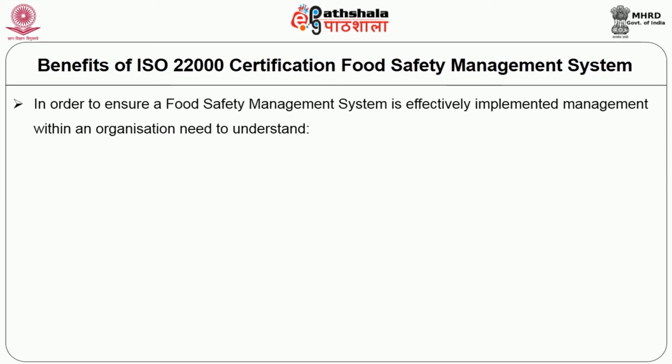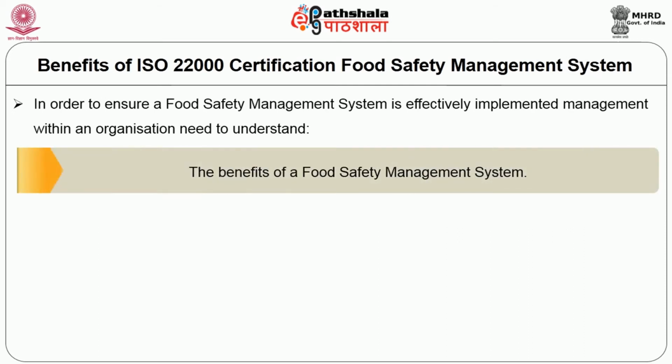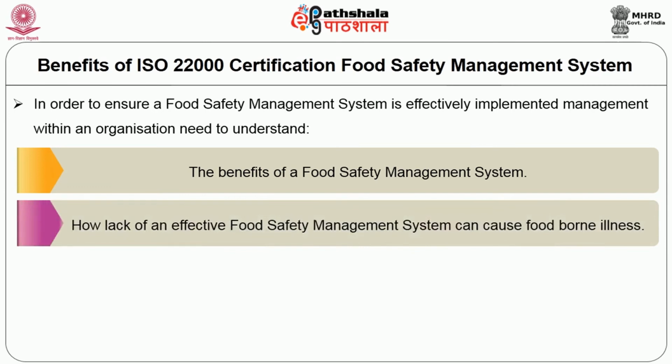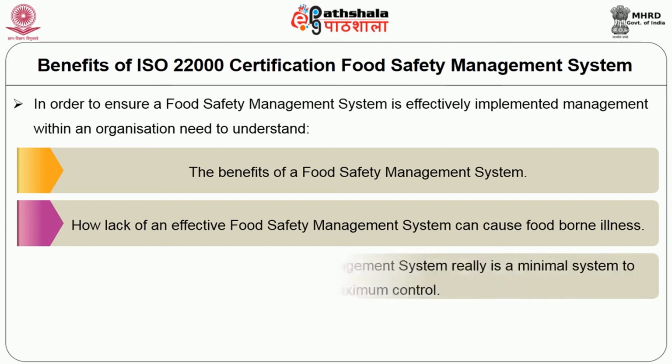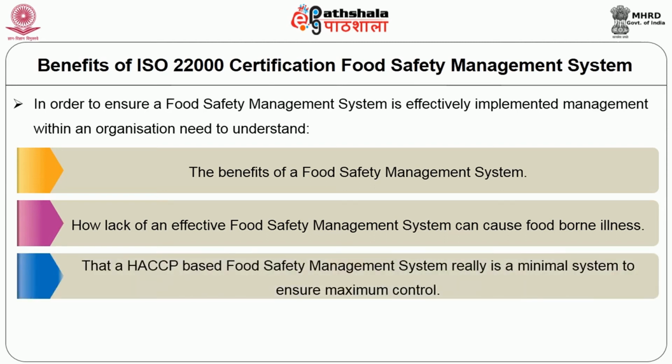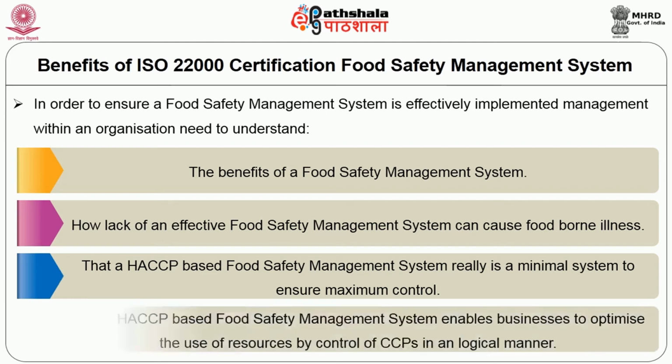undertake the following steps. Number 1, the benefits of a food safety management system. Number 2, how lack of an effective food safety management system can cause foodborne illnesses. Number 3, a HACCP based food safety management system really is a minimal system to ensure maximal control. Number 4, a HACCP based food safety management system enables businesses to optimize the use of resources by control of CCPs in a logical manner.